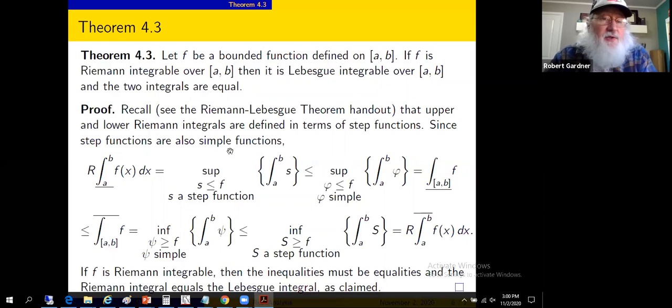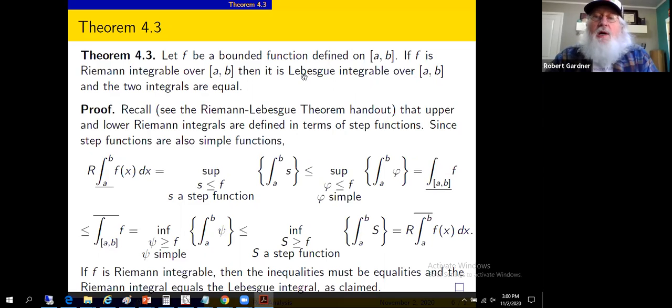There's plenty of simple functions that aren't step functions. Step functions are constant on intervals. Simple functions are constant on measurable sets. Well, intervals are measurable sets, but not all measurable sets certainly are. Not all measurable sets are intervals. So the collection of step functions is a proper subset of the collection of simple functions, if you like.